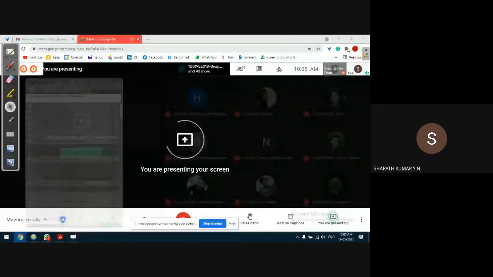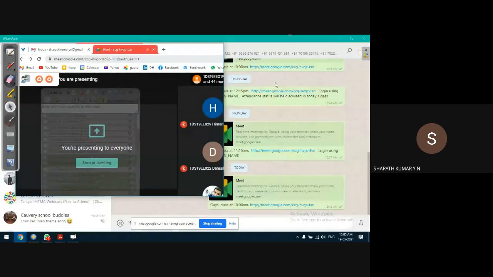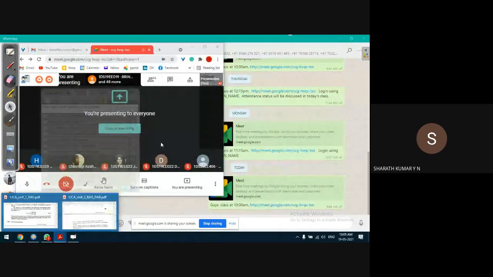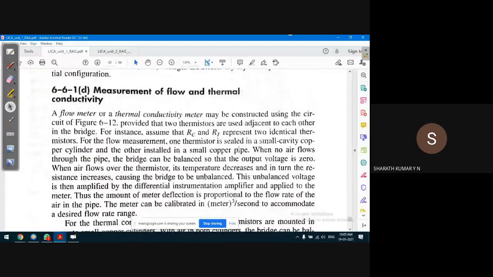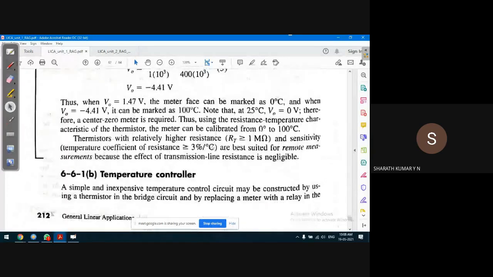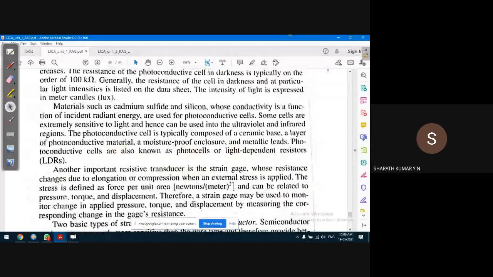Okay. Yes, let's start. So we have almost completed the discussion of instrumentation amplifier in the last class. We'll discuss a few applications of instrumentation amplifier, and then we'll jump to the second unit. I think four applications are given. We'll quickly rush through these applications.